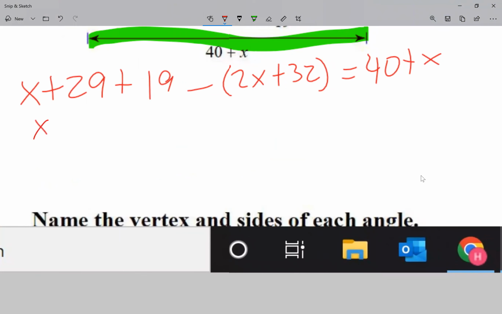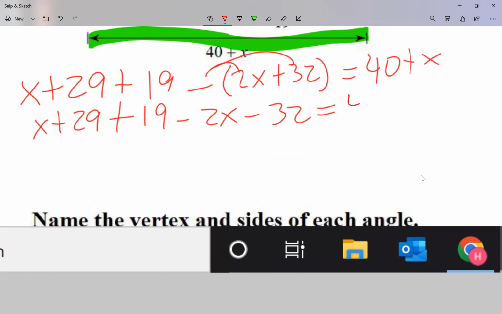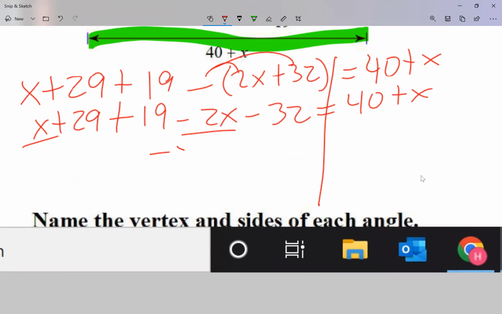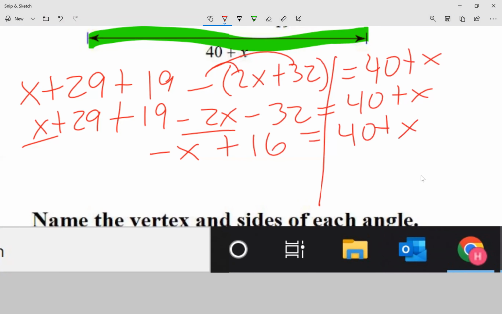So I have x plus 29 plus 19. When I distribute the minus, I get minus 2x minus 32. And this is all equal to 40 plus x. Separate the sides at the equal sign. When it comes to x's on the left side, 1x minus 2x gives me a negative 1x. Now, looking at the numbers, 29 plus 19 minus 32 is a positive 16. And this is equal to 40 plus x.